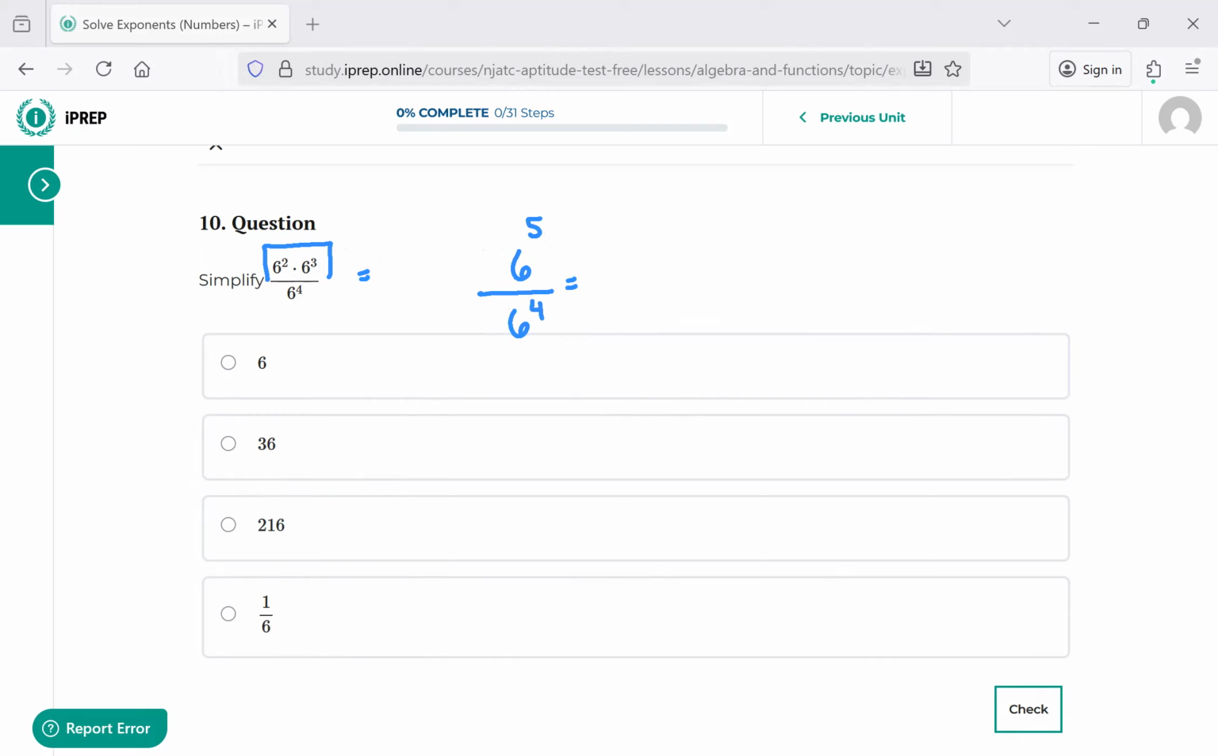Now, when you have the same base in division, you subtract. So it's going to be 6 to the 5 minus 4. And 5 minus 4 is 1. So it's 6 to the 1, which is 6.